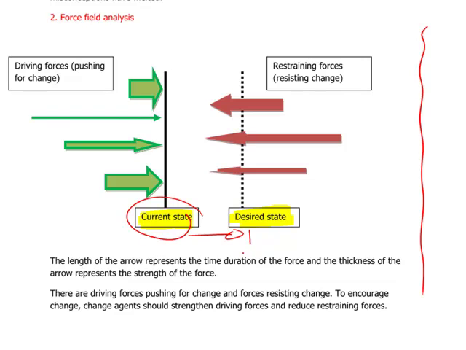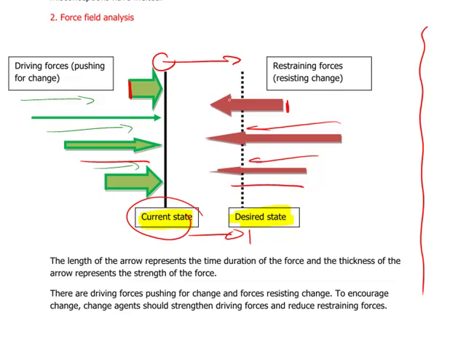And what Lewin said is there will be various driving forces, forces which are pushing for change. And there will also be various resisting or restraining forces which will be pushing against change. Now, in this diagram, the thickness of the various arrows represents the strength, and the length of the arrows represents the duration of that force. What we've got here, in order to encourage change, we can either increase the driving forces or reduce the restraining forces.